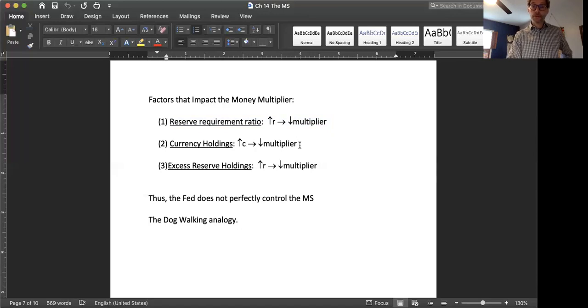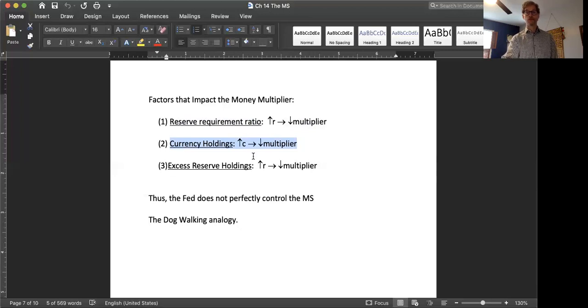How much do people want to hold currency? Notice that if people hold more currency, that's also going to reduce the multiplier, because money that's held in currency is not money that's held in banks. So if people decide they want to hold a big wad of dough and don't deposit their money, that's going to reduce the size of the multiplier. And the Fed doesn't control this.